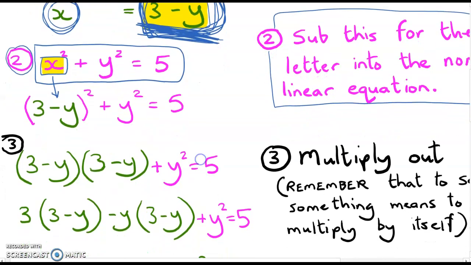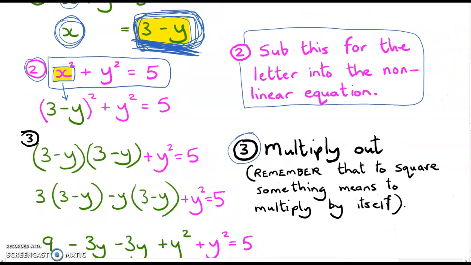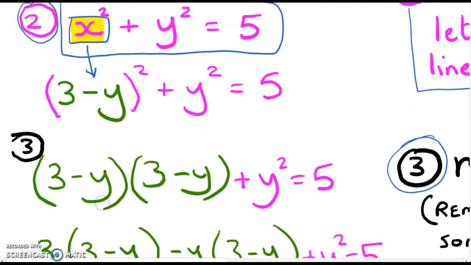Now what do I have to do? Now I have to actually multiply this out. And remember that to square something means to multiply by itself. So when I say 3 minus y squared, it means to multiply by itself. So I've written the bracket twice. Of course, the squared is now gone because we are squaring it, so we don't need to write that anymore.